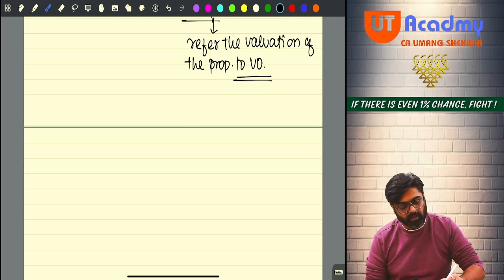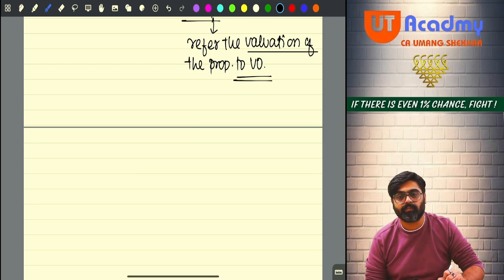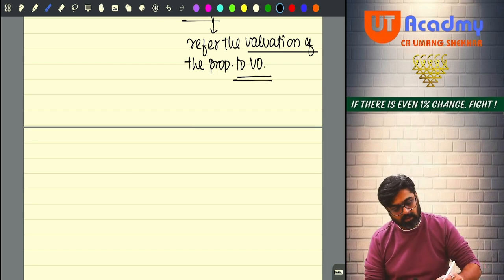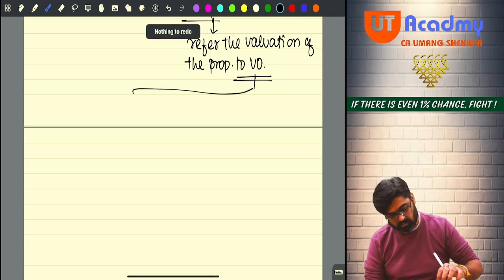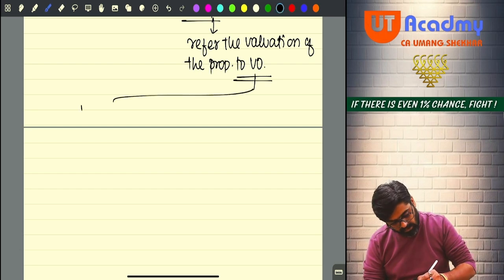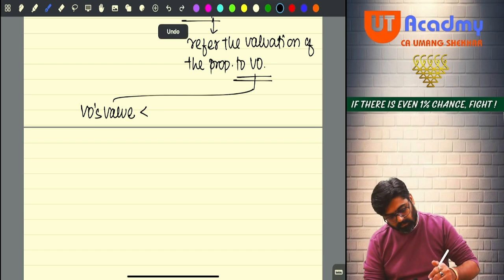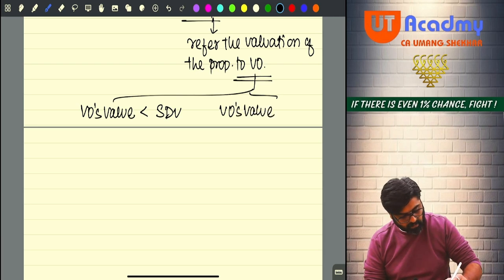The VO's value will now be determined. So can I say the VO has determined a value known as VO's value. This was actually lower than the stamp duty value, or the VO's value can also be greater than or equal to the stamp duty value.